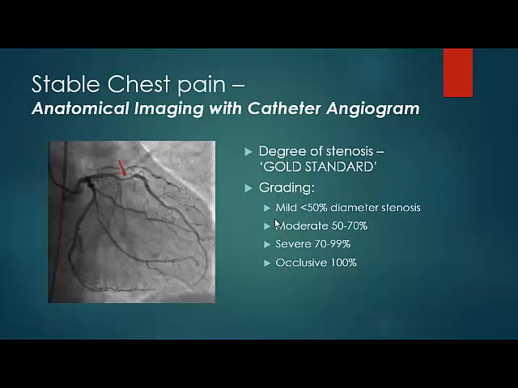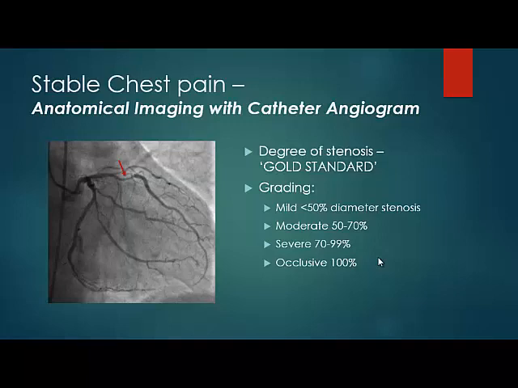So let's come to the anatomical imaging. Conventional catheter angiography is the gold standard, as you know. What we're looking for is the degree of luminal stenosis on the angiogram. Here is an example of a stenosis in the proximal LAD. The stenosis is roughly graded as mild if it is less than 50%, moderate between 50 to 70%, and severe if it is more than 70% diameter stenosis.